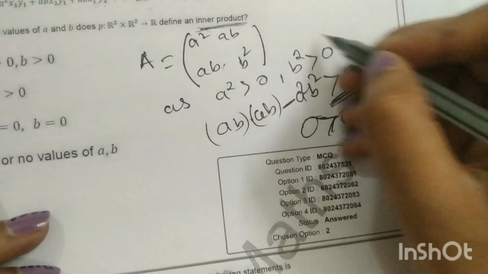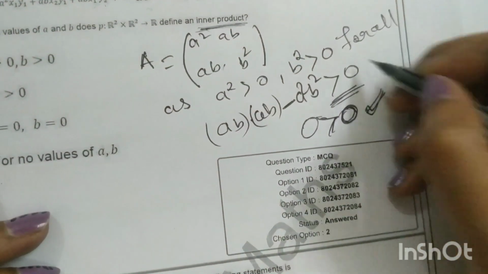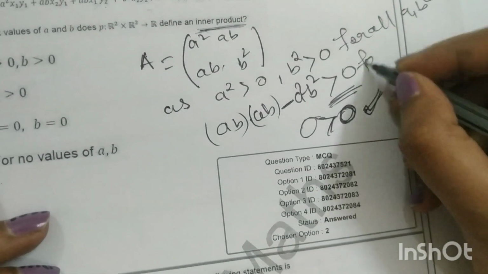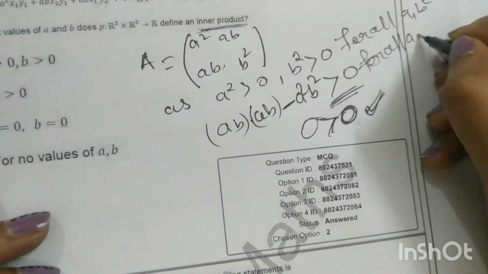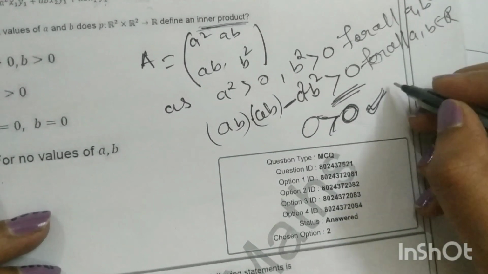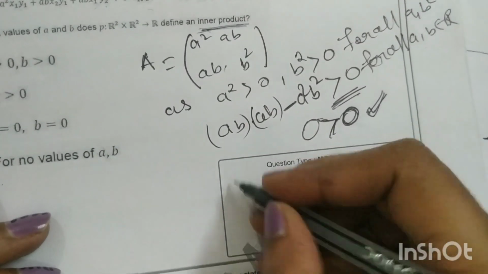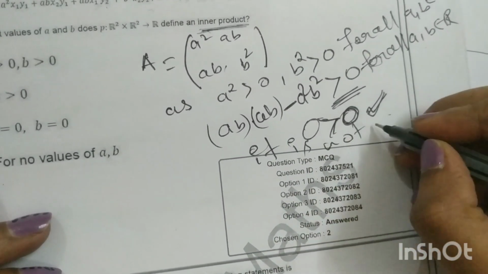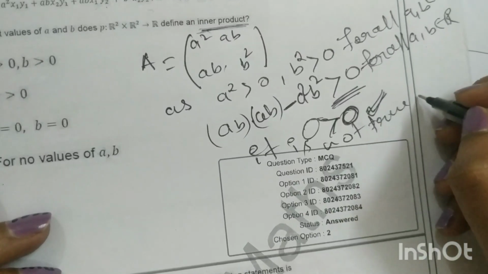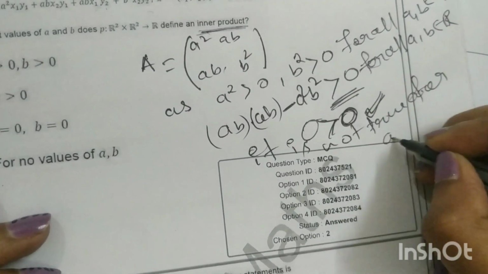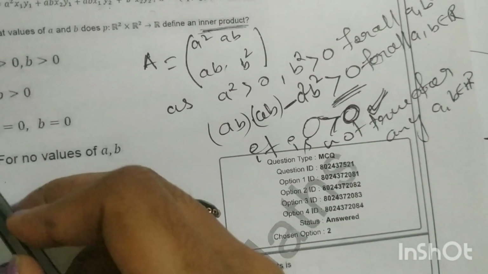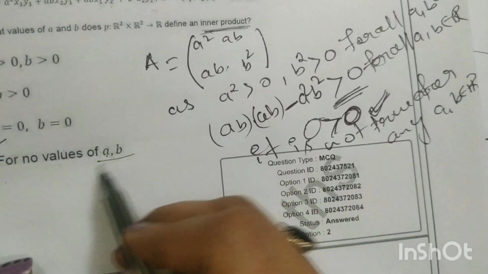Okay, so for all A, B in R, and see, it is not true. It is not true for any A, B in R. Okay, so your option B is correct. For no value of A, B, it is correct.